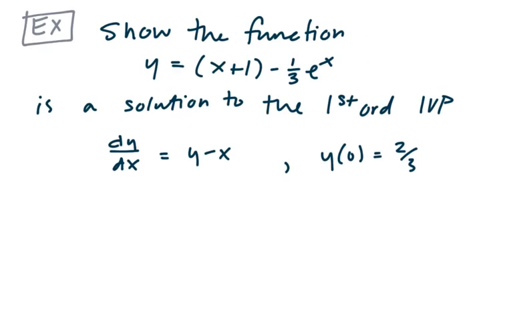So we're going to do an example now, and we're going to show that this function, y equals x plus 1 minus 1/3 e to the x, is a solution to this first order initial value problem given the initial condition y sub 0 equals 2/3. So in order for us to do this, we have to recognize what we're looking at.